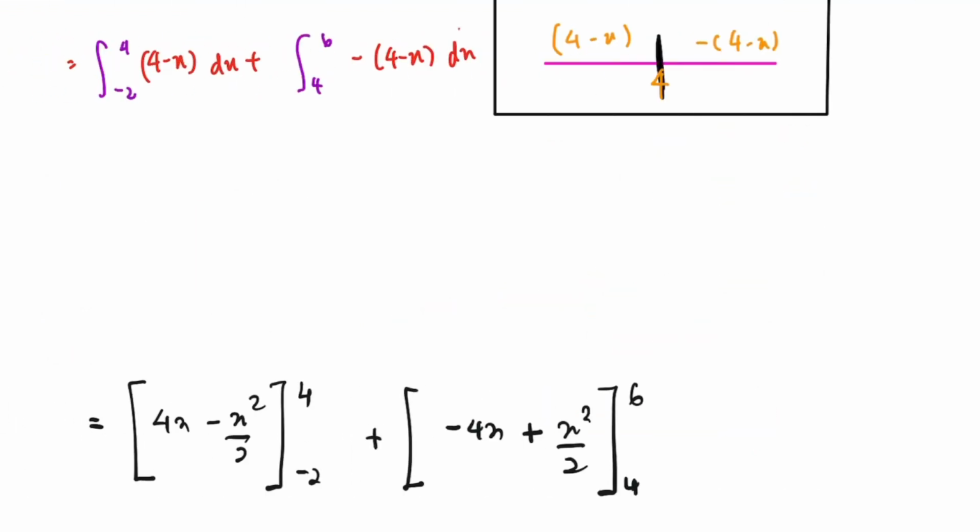So now we are ready to integrate. So let's integrate this. This is just 4x minus x squared over 2. And put in your limits here from -2 until 4, plus, now let's integrate this one here. This is just -4x, and minus is plus, so plus x squared over 2. And put in your limits from 4 until 6.